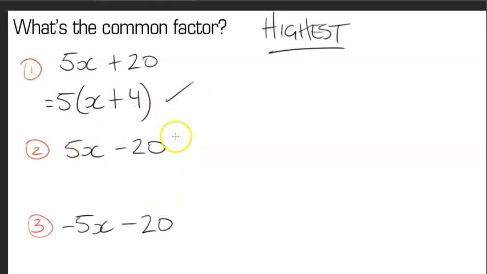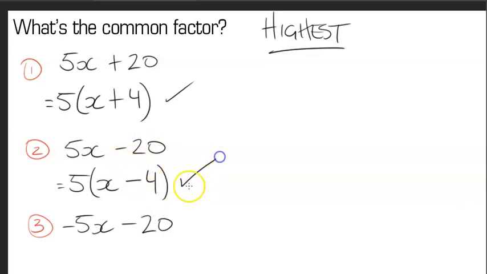Okay. This one here, in this scenario, because this is a negative, but the first term that's associated with the x is a positive, I take out the positive 5. So here, this will turn into x minus 4. So 5 goes into 5x once, and then the x's are remaining. So we take that 5 out. But when it comes to the negative 20, 5 times negative 4 will give us negative 20. So we have to leave a minus 4 here.